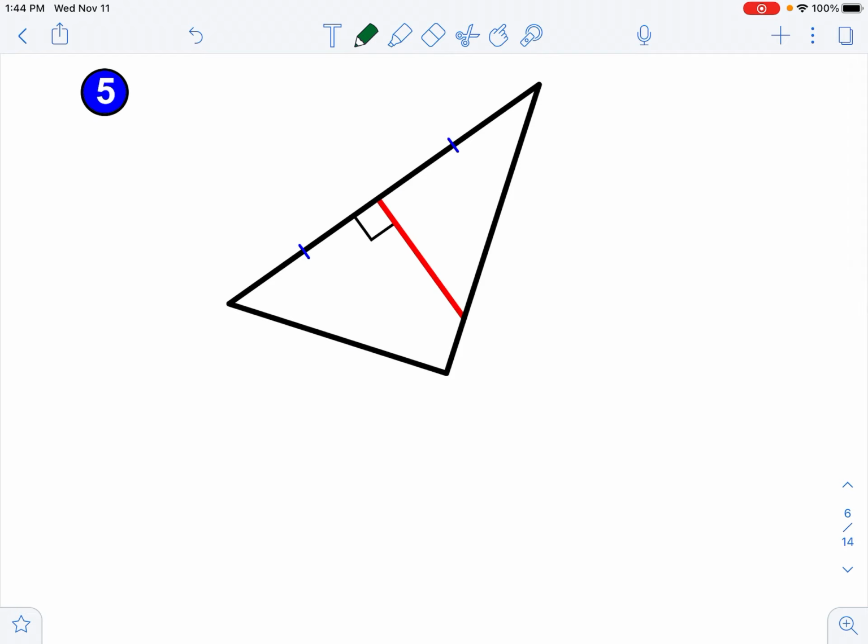Next one here doesn't come from a vertex. So it's not a median, it's not an altitude. So now I just want to see if it's a perpendicular bisector. So if I look, I have a midpoint right here because I have 2 congruent parts, and I do have right angles. So this is a perpendicular bisector.